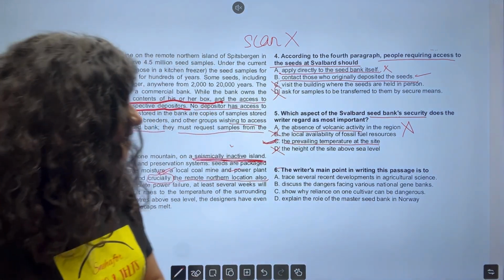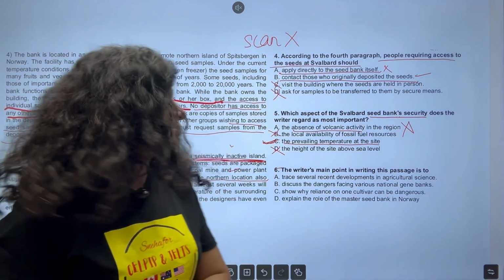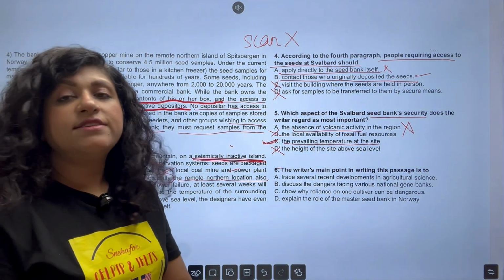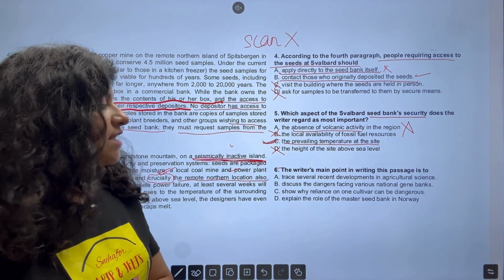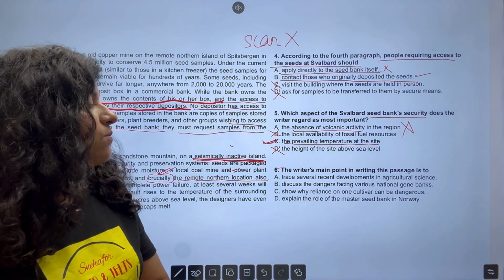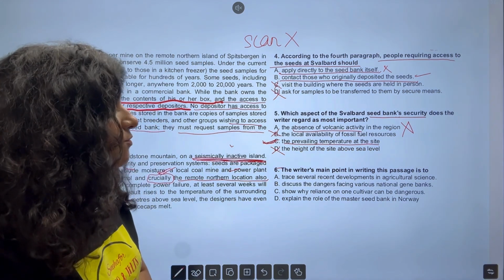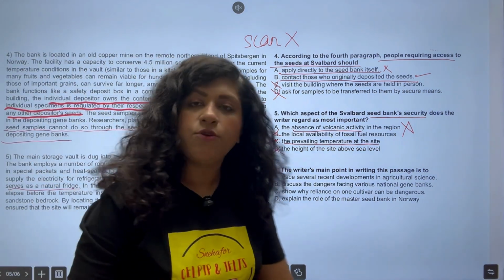So option A says, trace several recent developments in agriculture science. B says, discuss the dangers facing various national gene banks. C says, show why reliance on one cultivar can be dangerous. And D says, explain the role of the master seed bank in Norway.